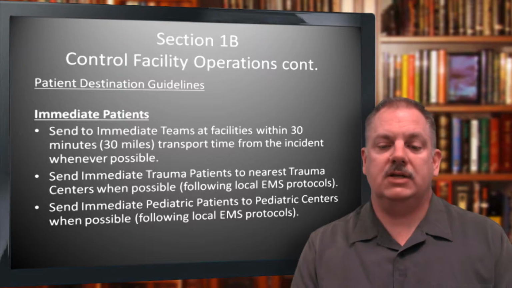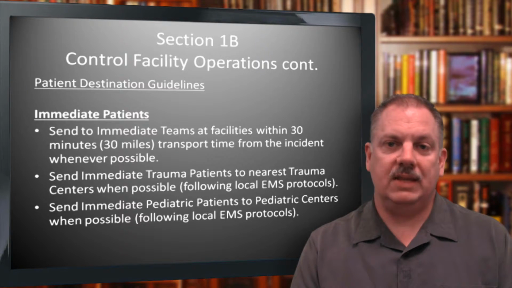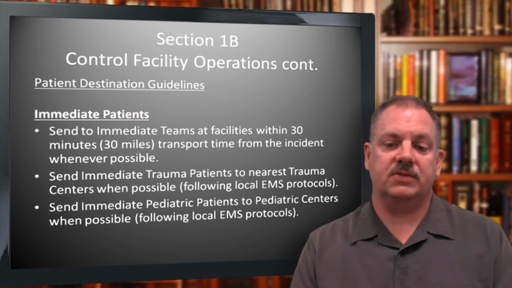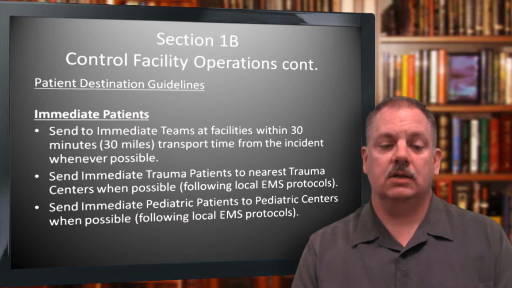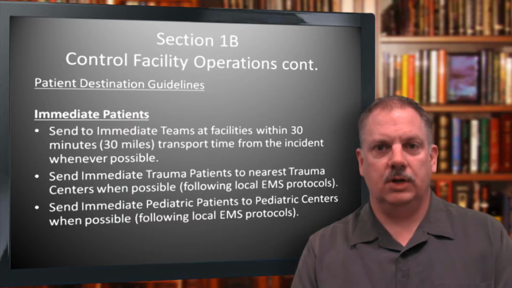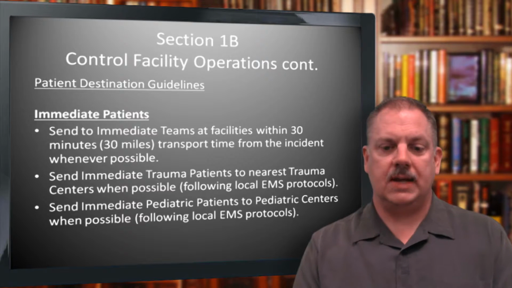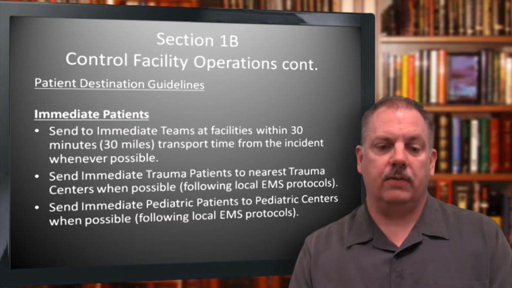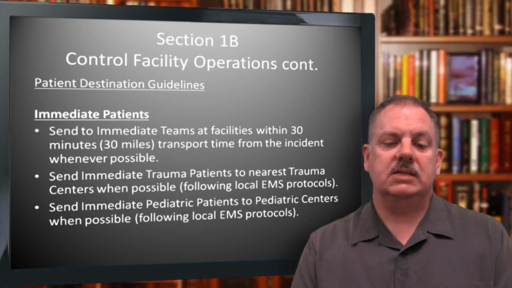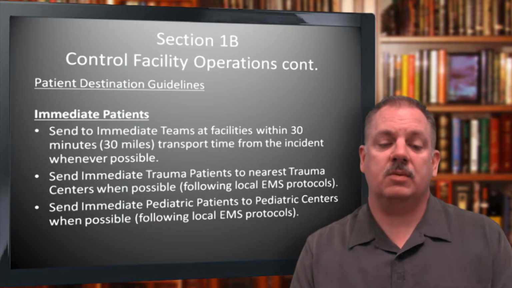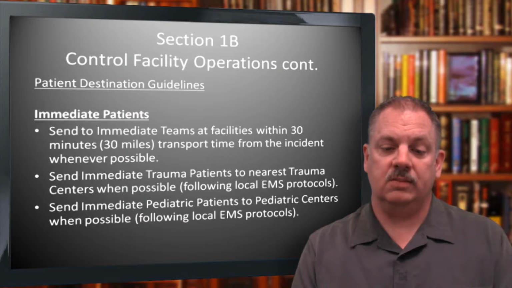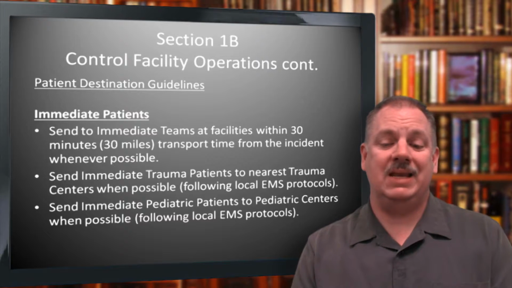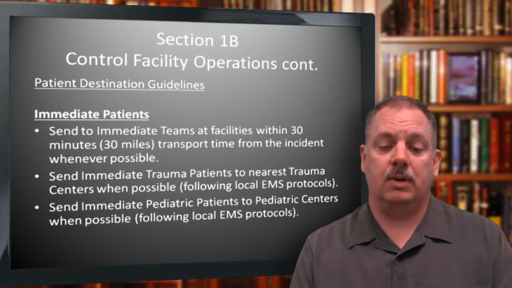So for immediate patients to facilities, you want the immediates to go to the closest appropriate facilities, hopefully within 30 minutes or 30 miles transport time from the incident whenever possible. We know that can be a challenge in the NorCal counties, but we just need to try and do the best that we can, whether we're using ground or air resources. Send immediate trauma patients to the nearest trauma centers when possible, following local EMS protocols. Send immediate pediatric patients to pediatric centers when possible.